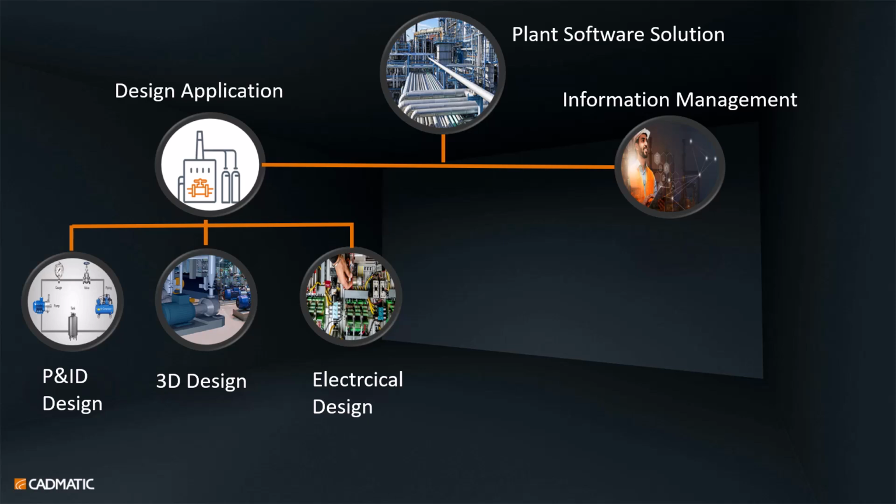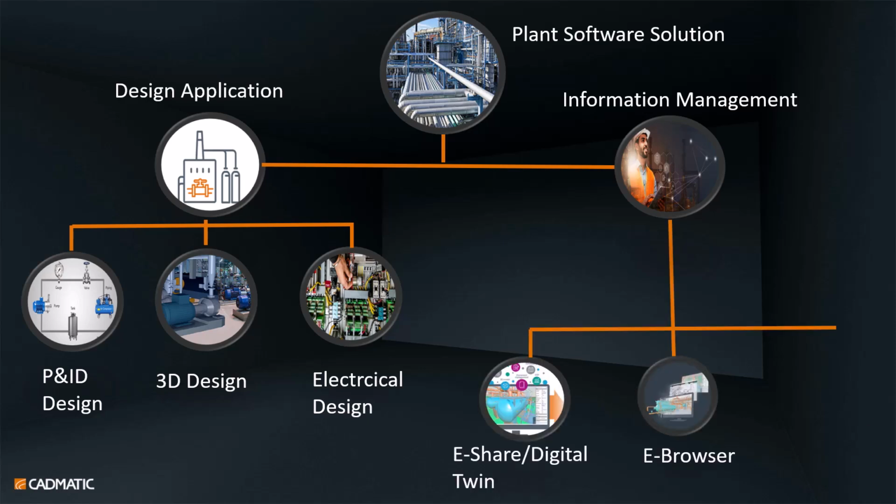In information management, we have eShare, eBrowser, eGo. eShare, or Cadmatic Digital Twin, is our enterprise solution wherein you can collaborate all your project data with third-party applications such as SAP, ERP, PLM, etc. In eShare, you can check the status of the project: procured part, constructed part, and commissioned part. eBrowser and eGo are review tools to review 3D models.